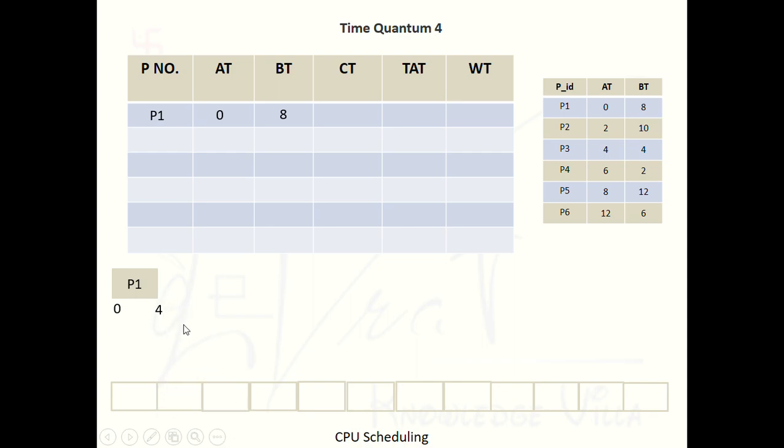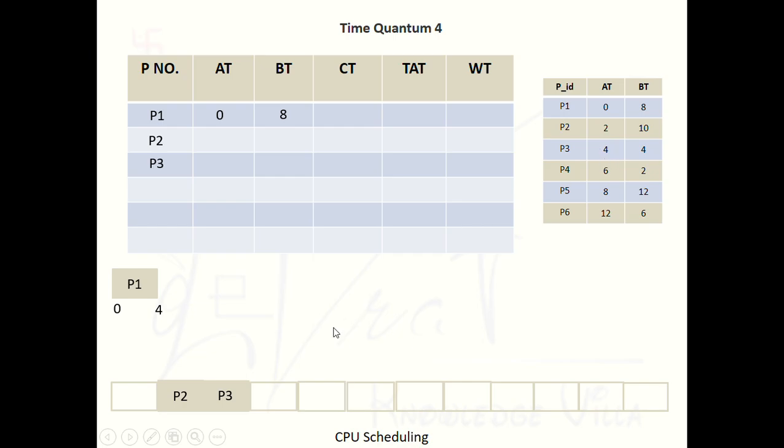Right now we reach time unit 4. So we will check whether any other processes arrived up to time unit 4. Yes, process P2 arrived at time unit 2 and process P3 arrived at time unit 4. So we will put both processes, P2 and P3, into the queue.